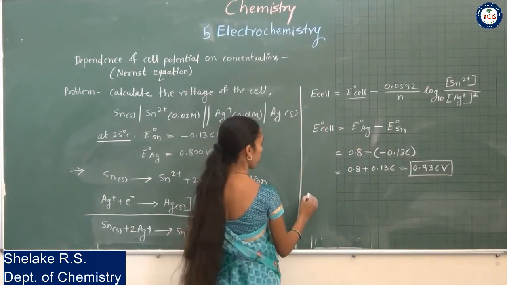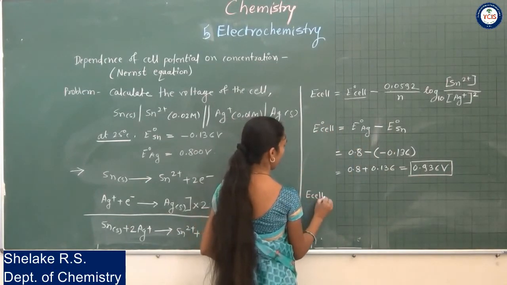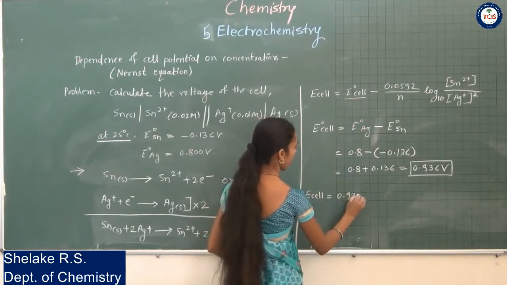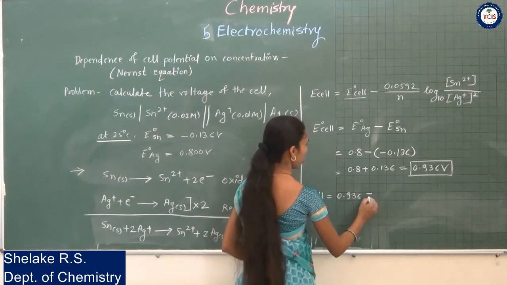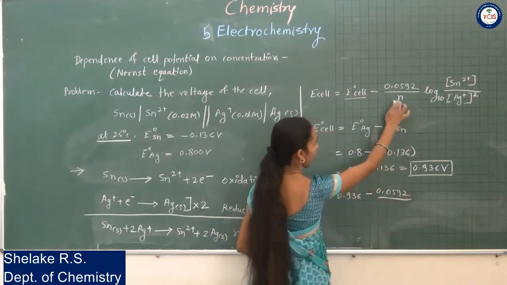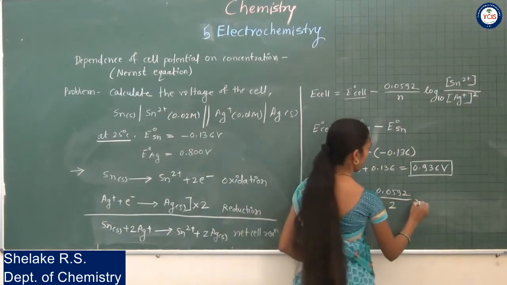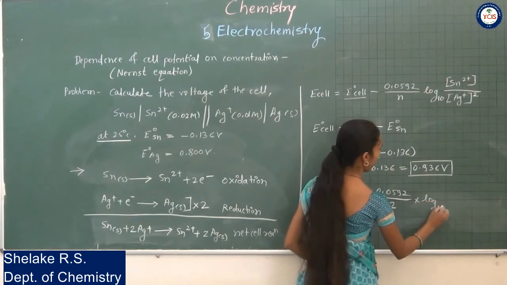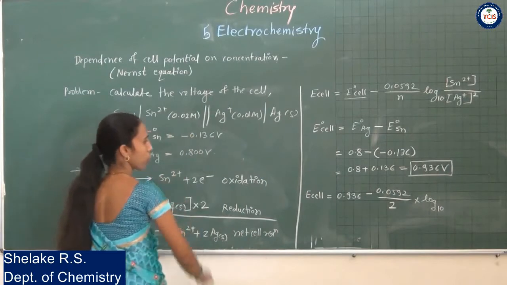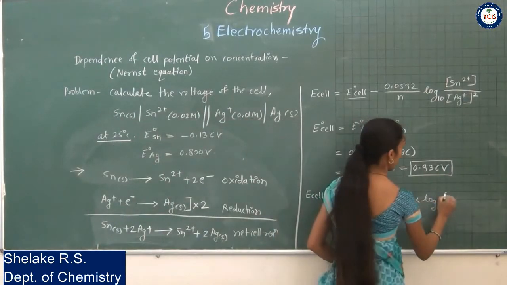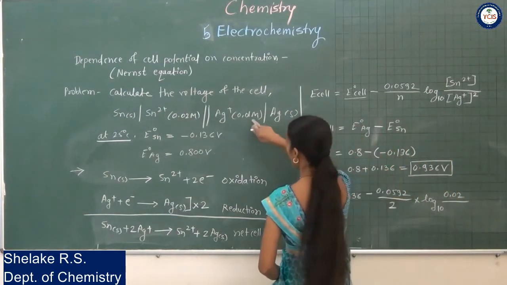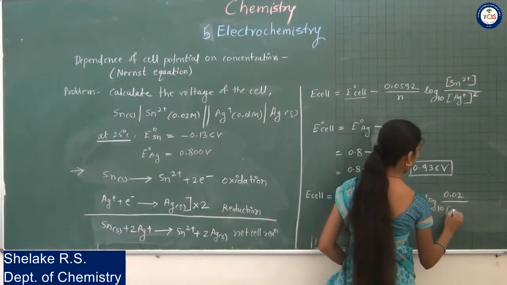Now by putting the values here, E cell equal to the E0 cell की value कितनी है? 0.934 minus 0.0592 divided by n की value 2 into log to the base 10. See here now concentration of Sn2+, what is given? 0.02. So 0.02 divided by concentration of Ag+ is 0.01 and it's a square.